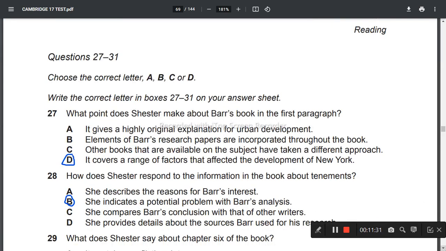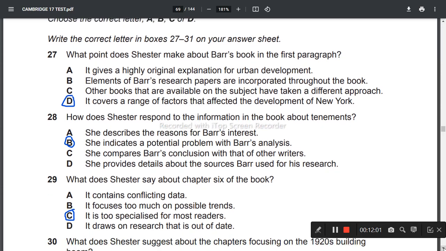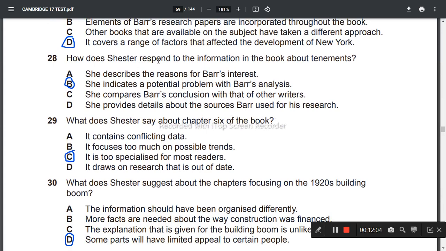Questions 27 to 31. Choose the correct letter A, B, C, or D. Write the correct letter in boxes 27 to 31 on your answer sheet. What point does Schuster make about Barr's book in the first paragraph? It covers a range of factors that affected the development of New York. How does Schuster respond to the information in the book about tenements? She indicates a potential problem with Barr's analysis.